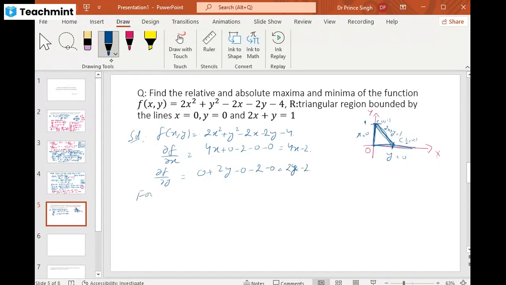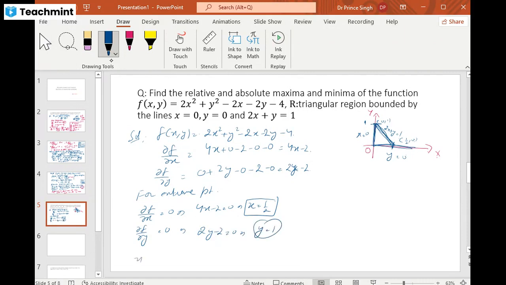So for the extreme point, we are going to apply the condition curly f upon curly x equal to 0, means 4x minus 2 equal to 0. It means x equal to 1 by 2. And curly f upon curly y equal to 0 means 2y minus 2 equal to 0. So it will give us y equal to 1. So it implies that the point is 1 by 2, 1. This is called the critical point or the stationary point basically, or the extreme point.